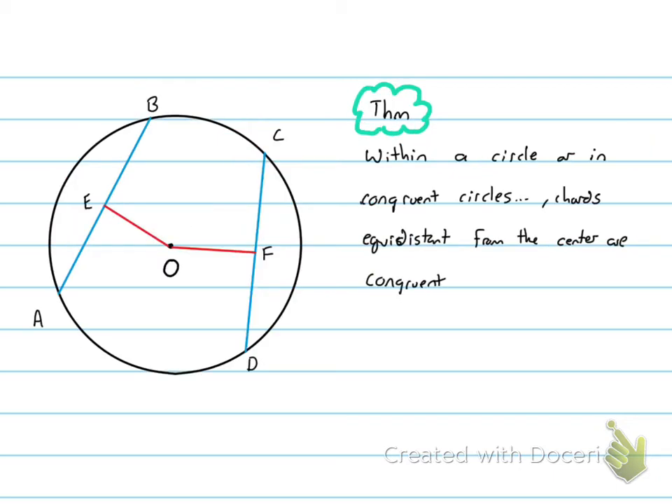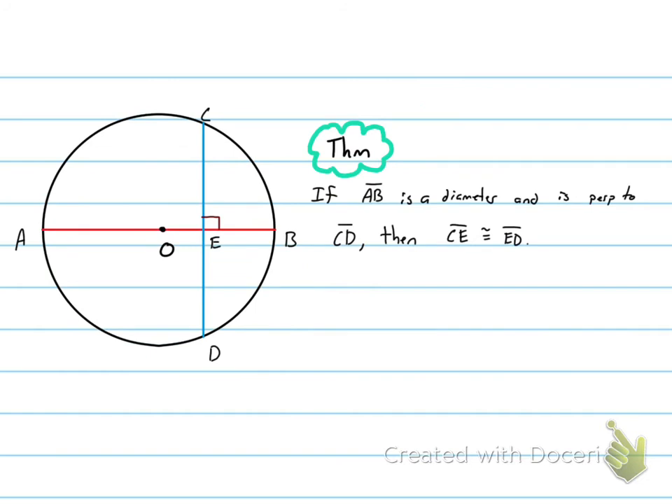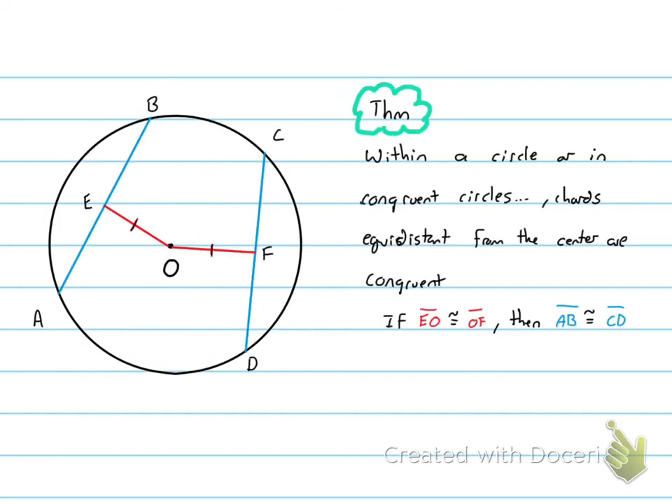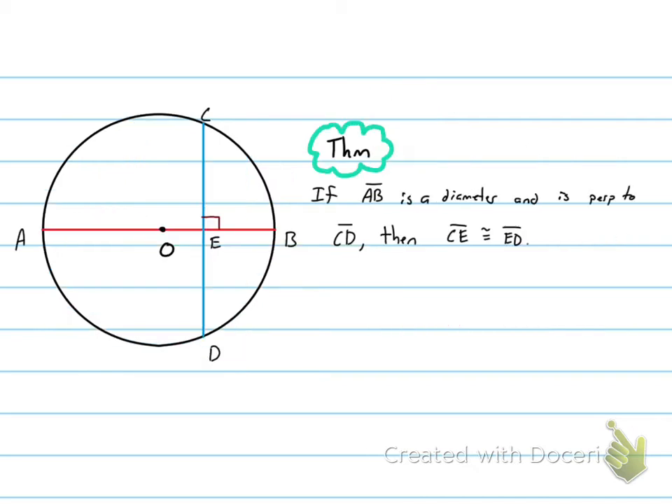Almost done. Next theorem we're going to talk about, within a circle or in congruent circles, chords that are equidistant from the center are congruent. So they're the same length away. So in this diagram here, if I knew that EO and OF were congruent, that would conclude to me that chord AB and chord CD were the same distance away from the center, and those would also be congruent. Also, this works the other way around as well. So if I knew the chords were congruent, I would know that EO and OF matched up.